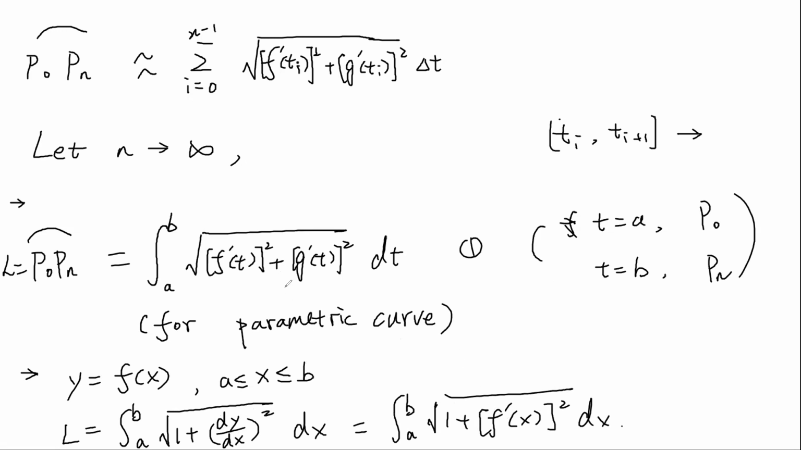You can actually derive this formula from the parametric curve. You just need to consider the parametric curve x is equal to t and y is equal to f of t. Then for the first term, f prime of t from the parametric curve, you need to calculate the derivative of x with respect to t. That gives you 1. And then the derivative of y with respect to x, since x is equal to t, is just f prime of x. So this formula can actually be derived from the first formula.